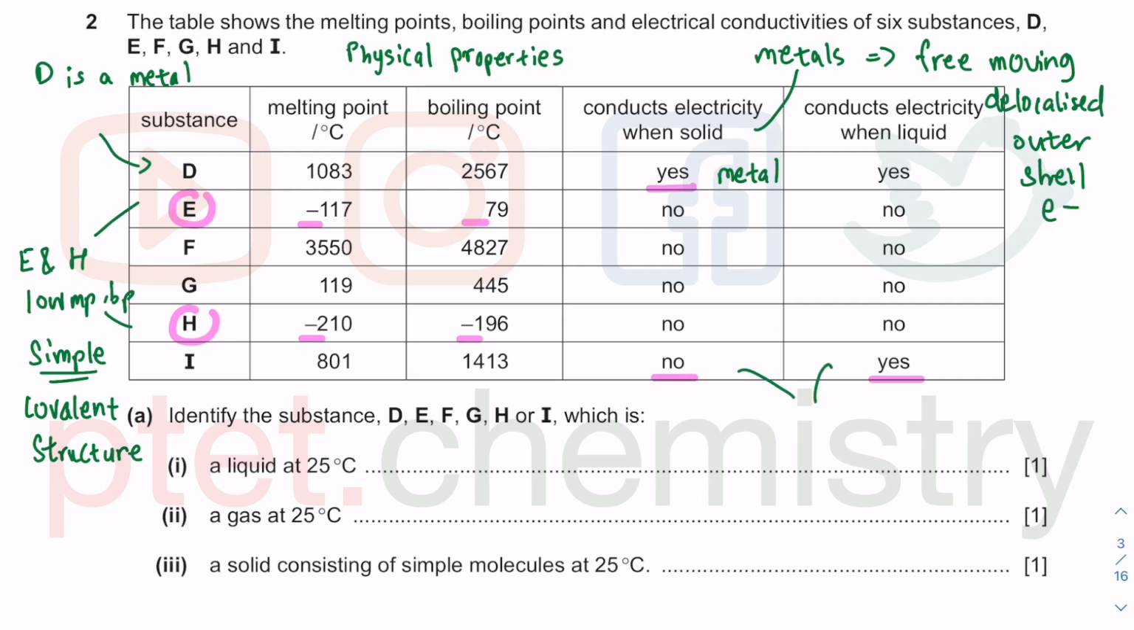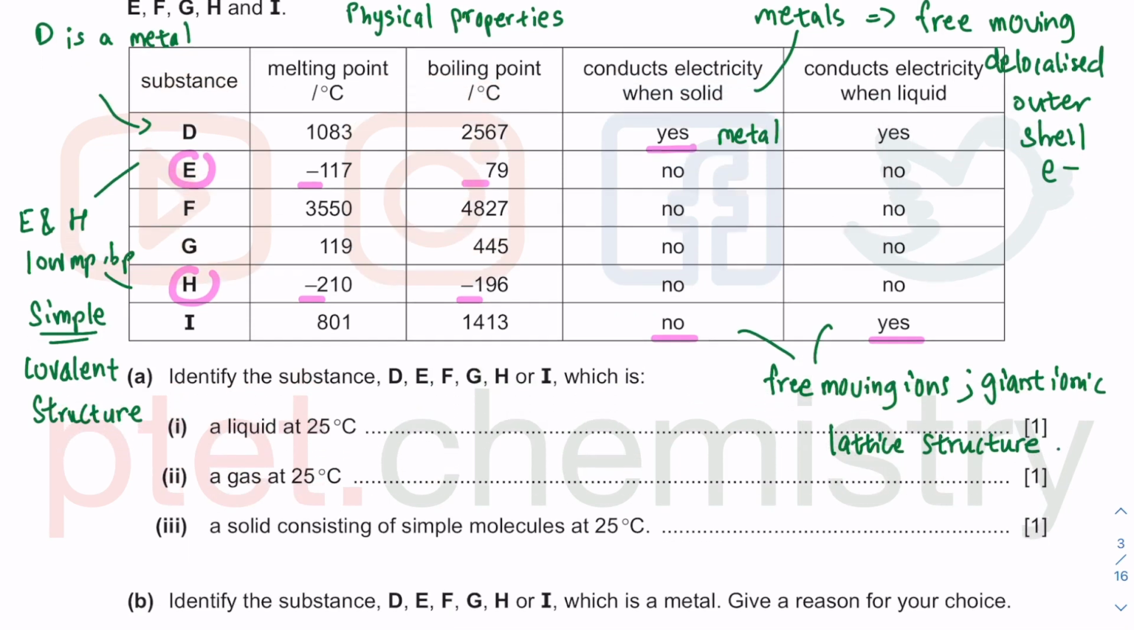So that means that you must have free moving ions, because this must be a giant ionic lattice structure, as stated in the syllabus for your electrolysis. When you have a giant ionic lattice structure, your ions are not free to move in the solid state. They only vibrate in fixed positions, but now they're in the liquid state. They become molten. They can slide past each other. Free moving ions, because there are no electrons on the outside. This is a giant ionic structure. It's not a giant metallic structure there.